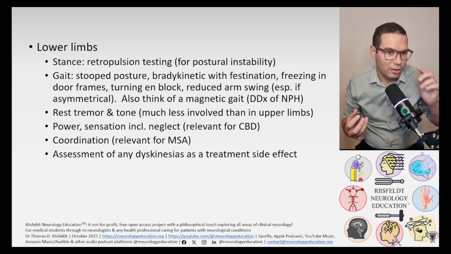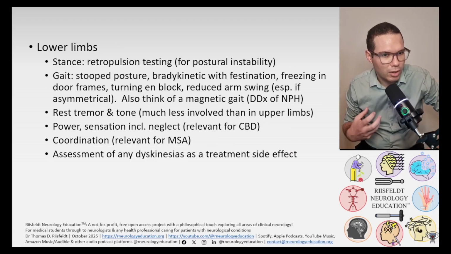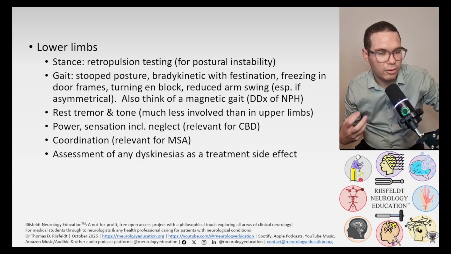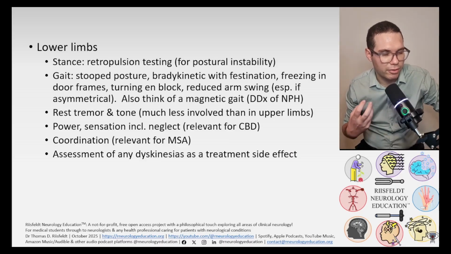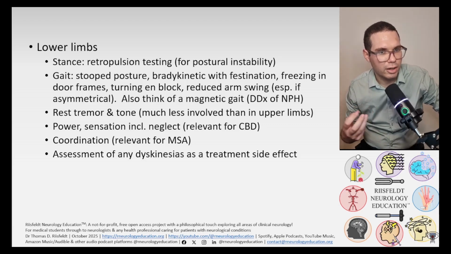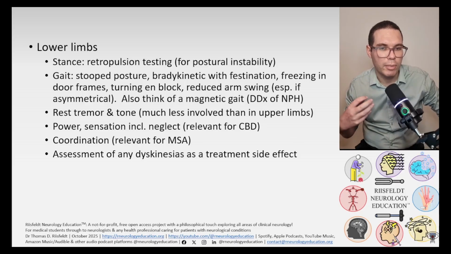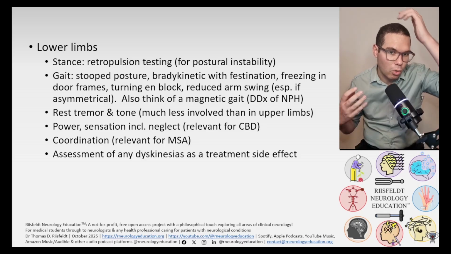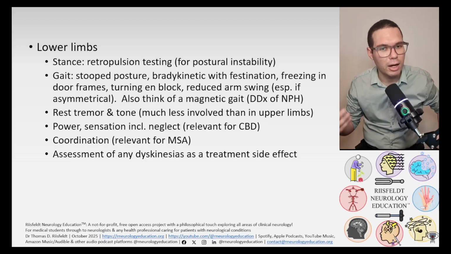This is the last slide in this talk, so a bit of a shorter talk today. We're now onto the lower limbs. What are we looking to examine here, specifically in the extrapyramidal context? Firstly, we're looking at stance. So that's what it normally would include, but in addition, in this context, we're doing retropulsion testing. And that's a test for postural instability, which you'll remember is one of the 4 core components of Parkinson's disease.